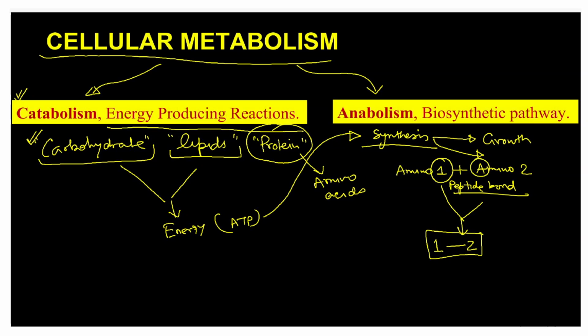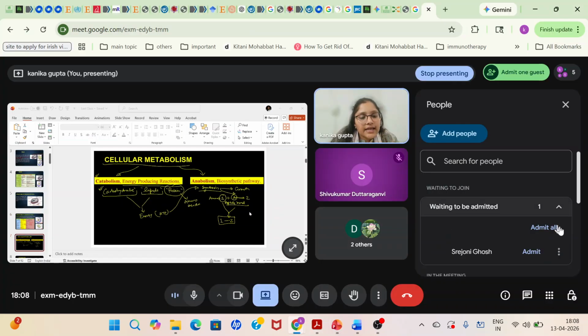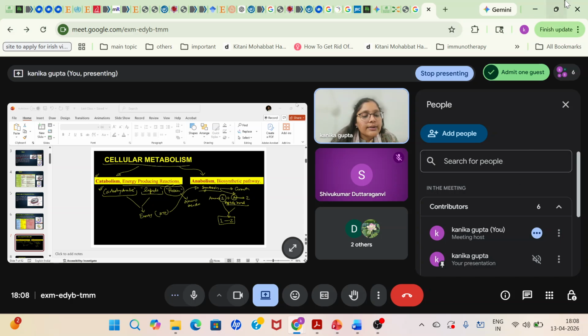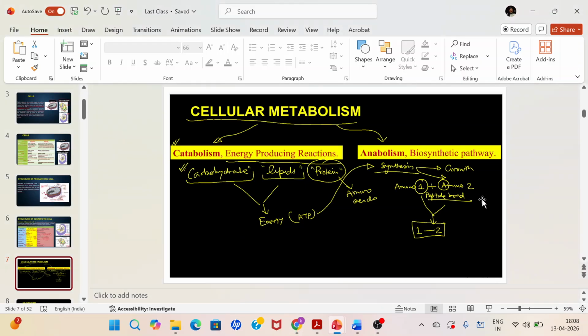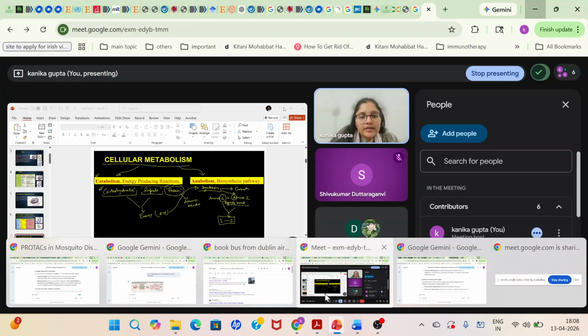Okay, while in case of the energy producing reactions, these things are broken down into the simpler components so that they can release the energy, and that energy can be used to perform the different functions inside the body. Okay. Next is glycolysis. We learnt about what is glycolysis.